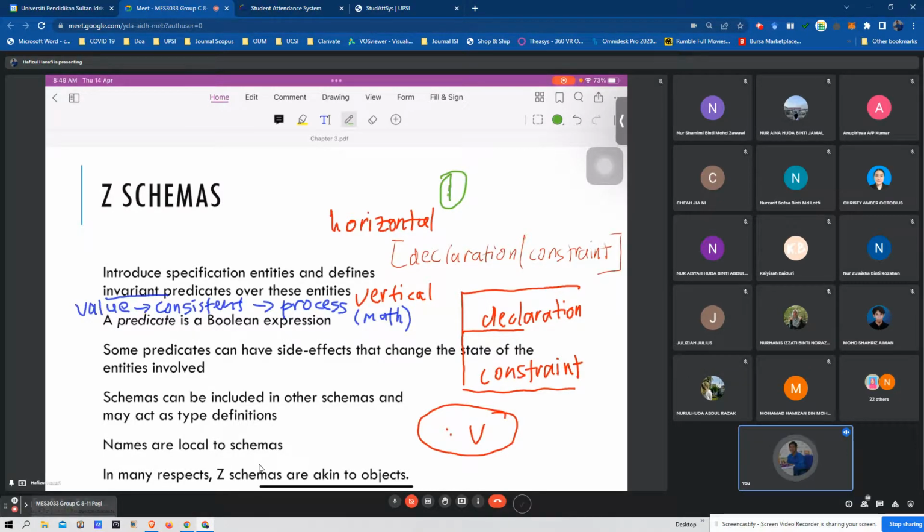Interior specification entities and define invariant predicates over these entities. And then for the value, consistent, and then it goes to the process. This one is the schema, how the schema works.